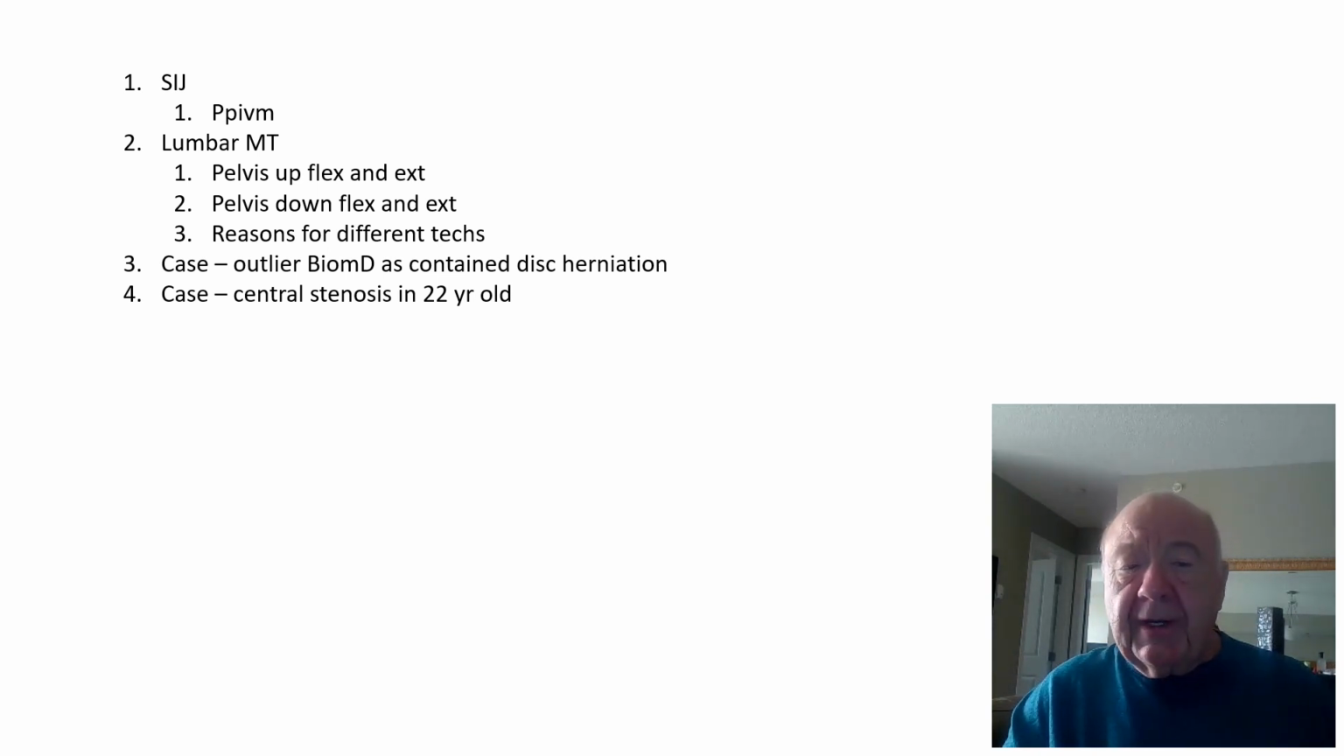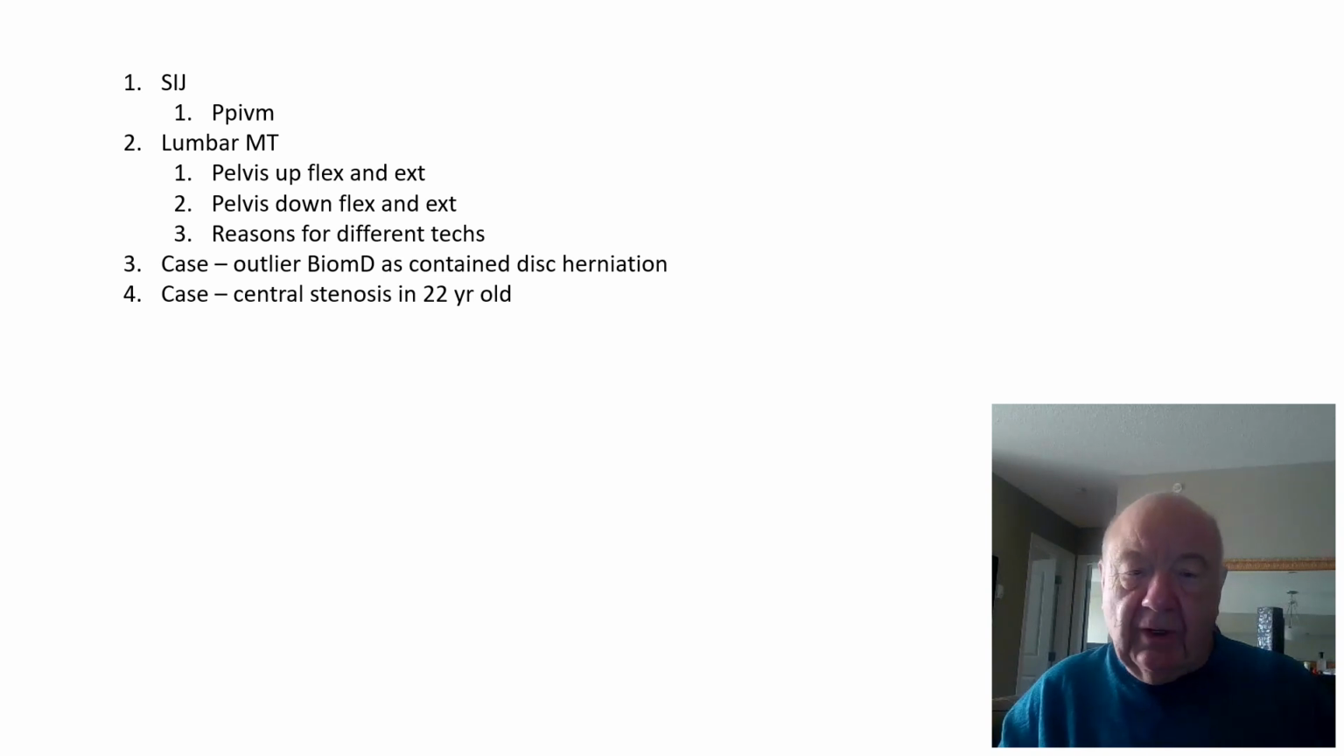In the lumbar spine, we looked at 4 manipulations, 2 pelvis up and 2 pelvis down manipulations for both flexion and extension, and you got videos on those too. Then we talked about an outlier biomechanical dysfunction case that looked like initially a disc herniation, an uncontained disc herniation, which then had negative straight leg raises, so then it looked like a contained herniation, but was in fact an atypical outlying biomechanical dysfunction, and the difficulty in trying to sort that out.